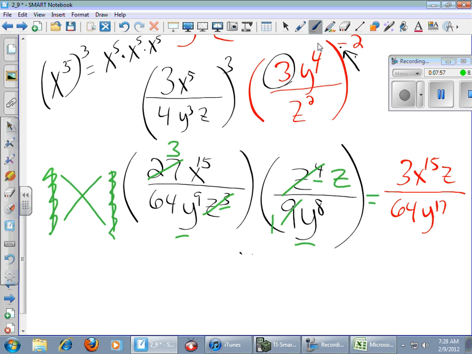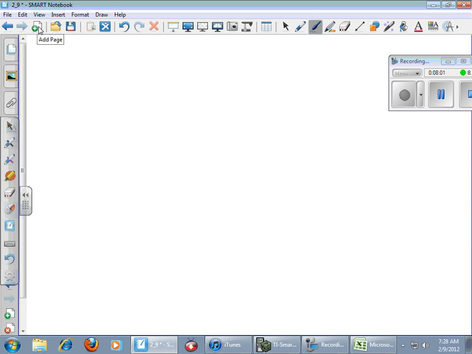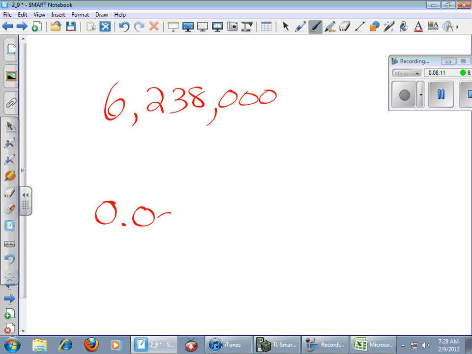Let me see here. We're going to talk about scientific notation really quick. All right, quickly we'll do a couple conversions. We're going to convert these to scientific notation. Remember to find my decimal point. It's located there, and obviously you see it here.